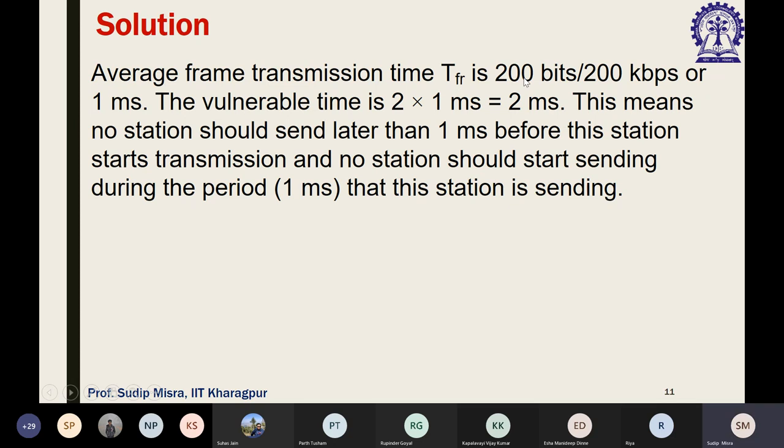TFR you can calculate: 200 bits is given, and a 200 kbps channel. So TFR is going to be how much? 1 millisecond. If TFR is 1 millisecond, the vulnerable time, because we are talking about pure Aloha, is going to be 2 times 1 millisecond, which is 2 milliseconds. This is how you calculate the vulnerable time, and the rest of the explanation follows. So let us move ahead.